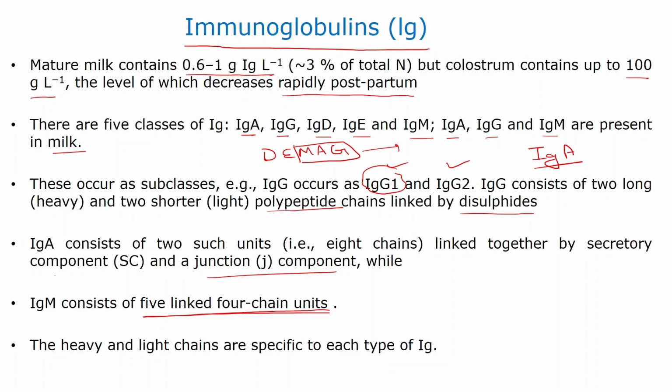So if we count 2 chains as 1, it is 4 chains per unit, so for 5 units it will be 20. So 20 chains and 5 subunits will be there. So 5 subunits of the 4-chain units, so 4 into 5, 20 chains will be there in case of IgM. Okay, all in detail we will study in the coming slide. So the heavy and light chains are specific to each type of immunoglobulin, and that also we will see in the coming slide.